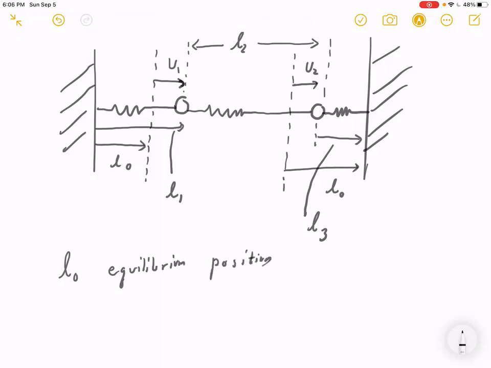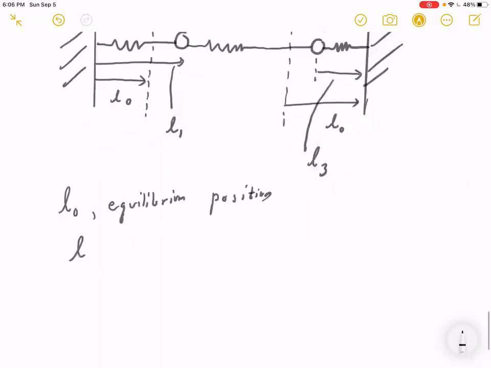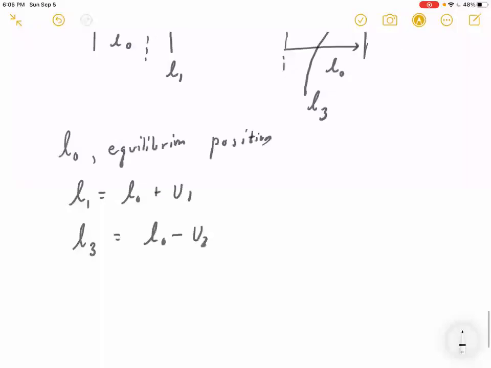It follows from the diagram. L sub 1 is what we saw before. It's L naught plus U sub 1. Let me skip to L sub 3. That's just L naught, an equilibrium position, minus U sub 2. Now we have a new variable, L sub 2. What is it? This is just the distance between our two masses.